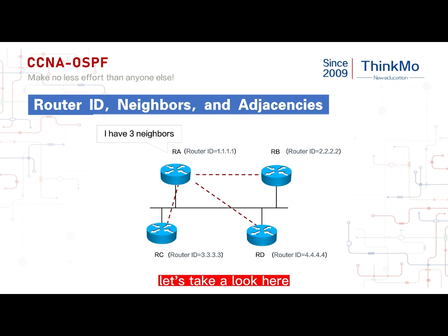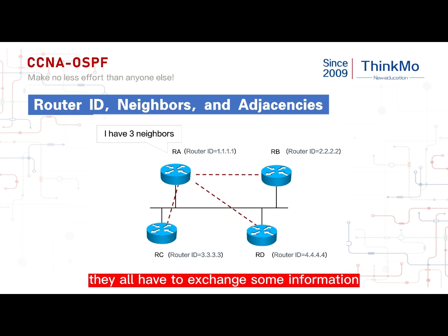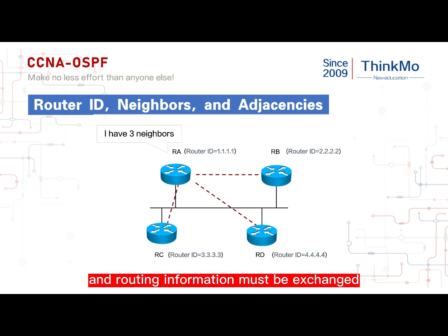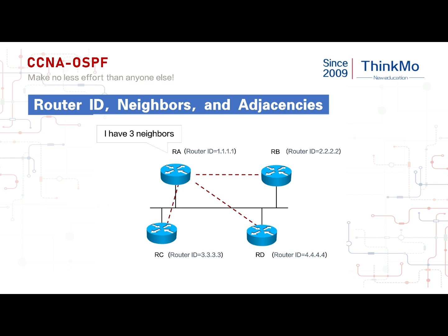Let's take a look here: Router ID, neighbors and adjacencies. Let's take a quick look. For now, the devices run OSPF. They all have to exchange some information. Link state information and routing information must be exchanged before the interaction. Adjacency: everyone can see RA says it has 3 neighbors.